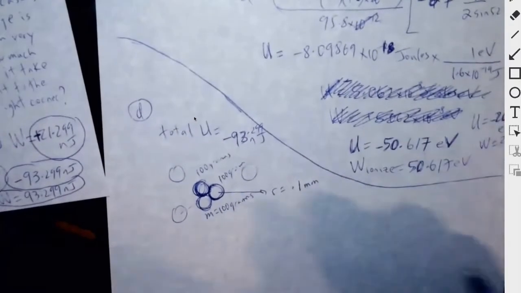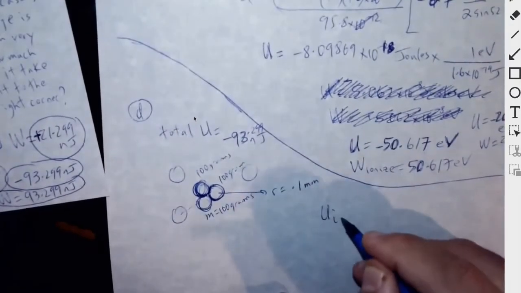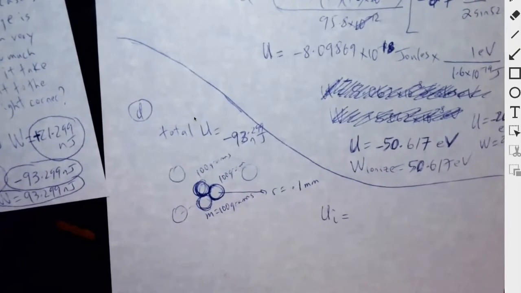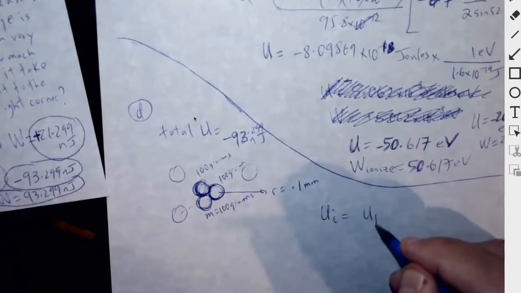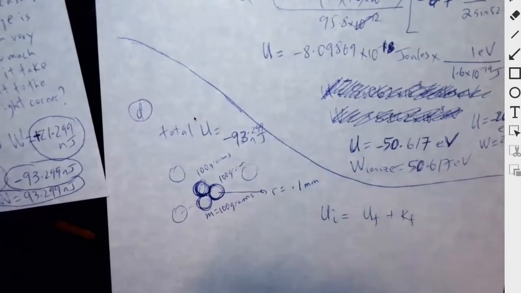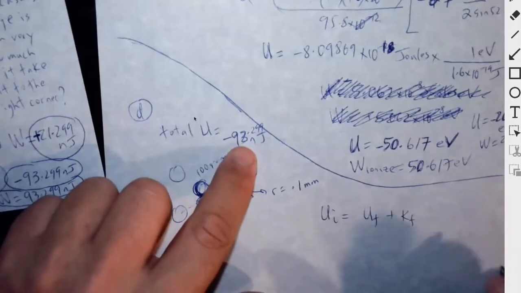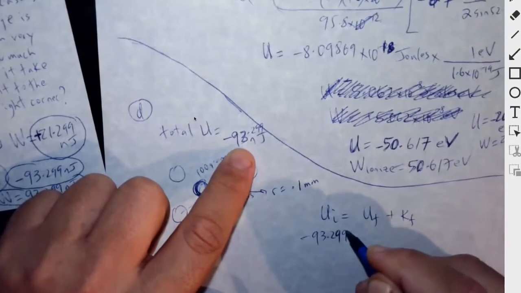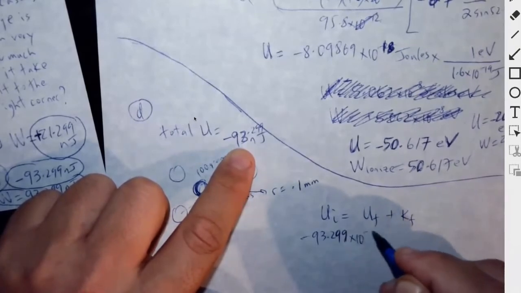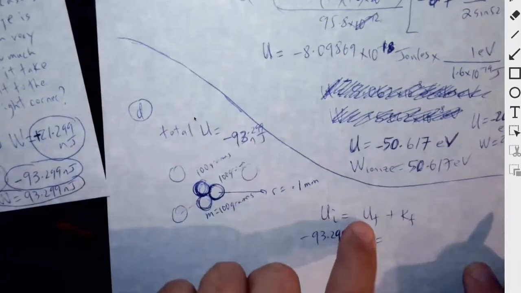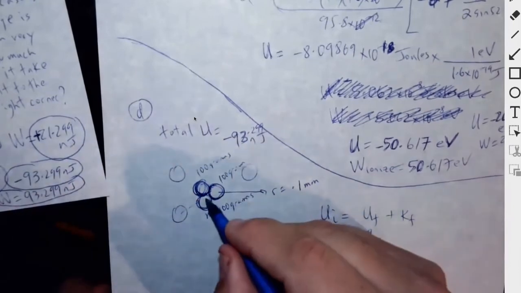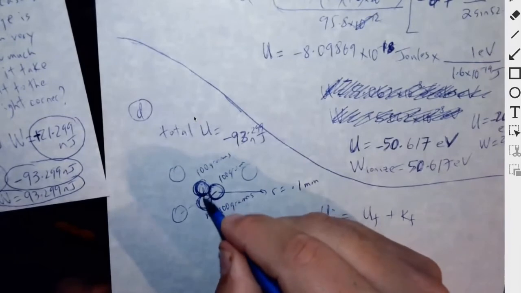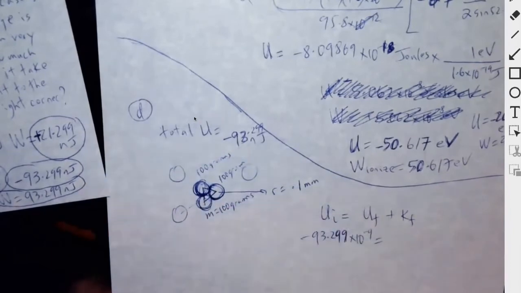So the way we approach these kind of problems is energy conservation. We're going to say the initial potential energy that they had is equal to their final potential energy plus the final kinetic energy that they're going to have. Okay, so their initial potential energy was negative 93.299 nanojoules. What's their final potential energy going to be? It's the distance between their centers, right? When they collide, what's going to be the distance between their centers?